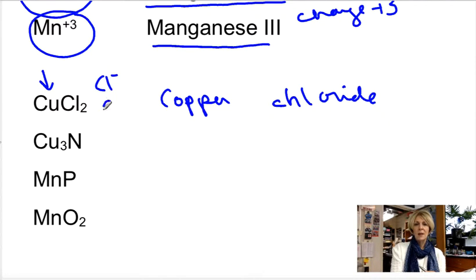But chloride is always a -1, and I have 2 of them. And I only have 1 copper. Do you see that? So what must the charge be? It must be a +2. And so that's why I would call this copper(II) chloride.